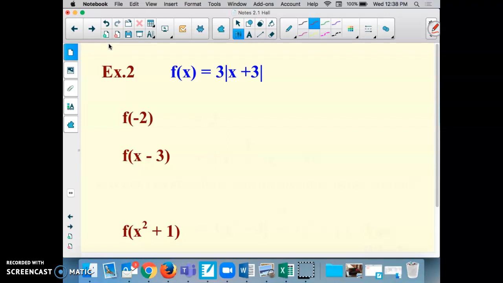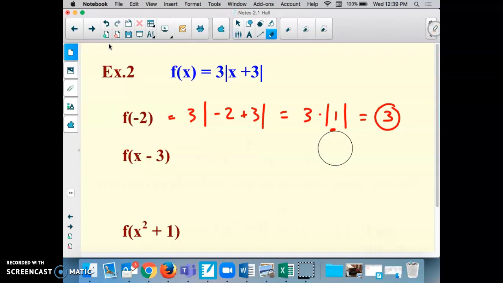If I put in negative 2, that'll be 3 times the absolute value of x. In the place of x, I'm going to put in negative 2, though. Negative 2 plus 3. What's that equal? I still have the 3 times, and negative 2 plus 3 is 1. That's nice. The absolute value of 1 is 1. So 3 times 1 is just 3. If this 1 here were negative, I would have made it positive.